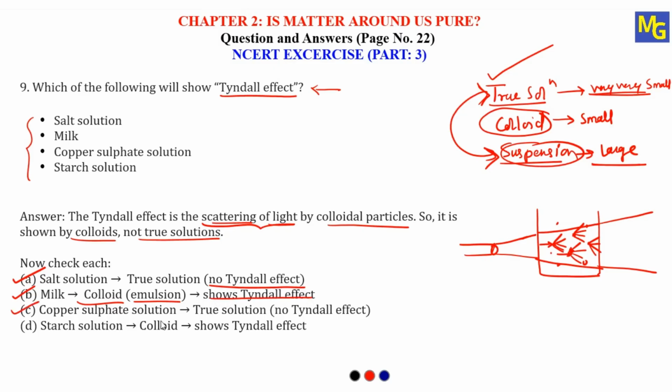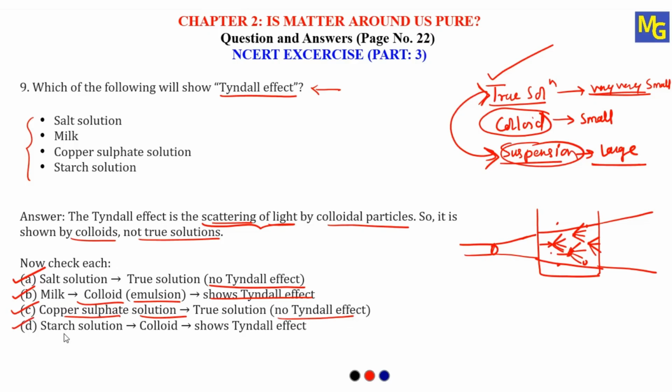Next comes copper sulfate solution. It is also a true solution. All the copper sulfate salt will dissolve in the water and form a clear, uniform solution. The particles will be very small. They will not scatter the light. Therefore, we cannot see Tyndall effect.